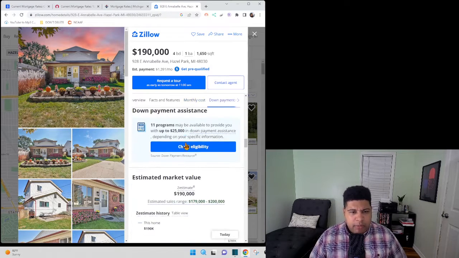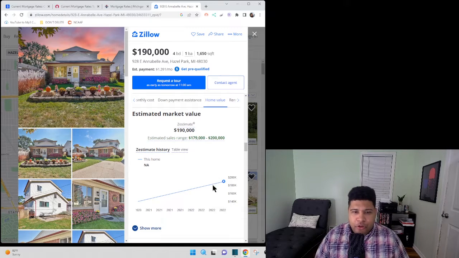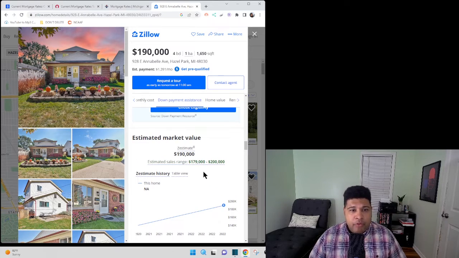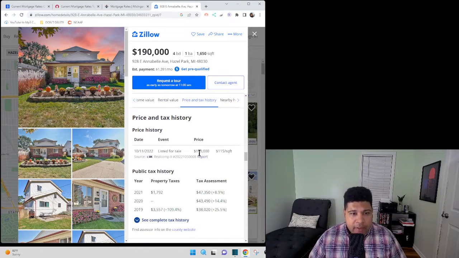Let's just keep going here. So now it talks about the values. As you see, home values just go up. That's why buying a home is a good investment. You want to buy a home because it just goes up. And it says the values are anywhere from 179 to 200. I think this might be a little overpriced, but I'll have to look at some comparables, which we can look at in a second. And then the home is listed for sale.